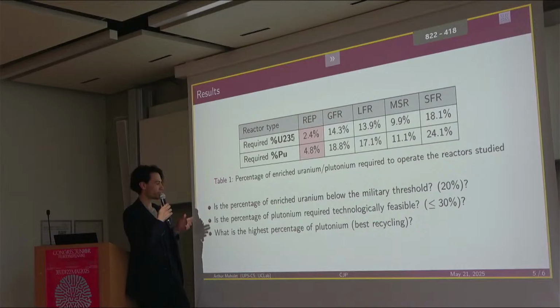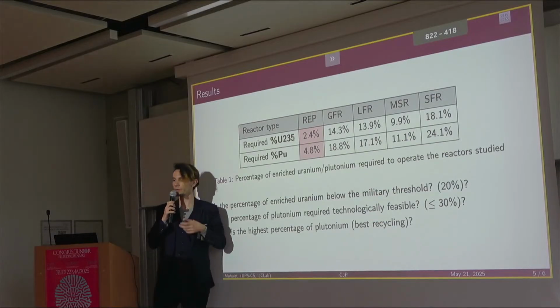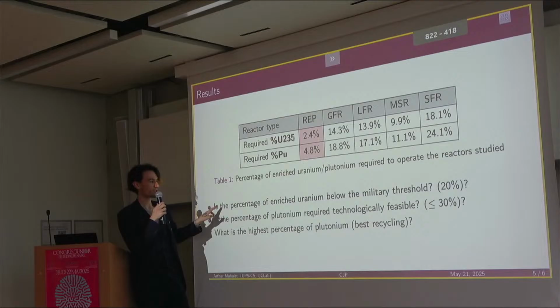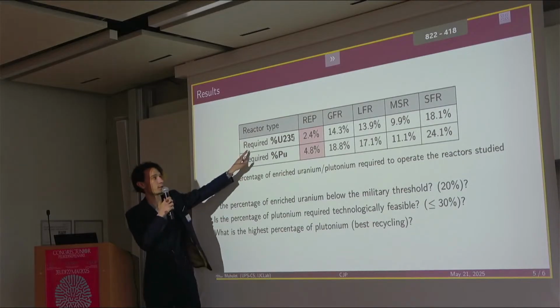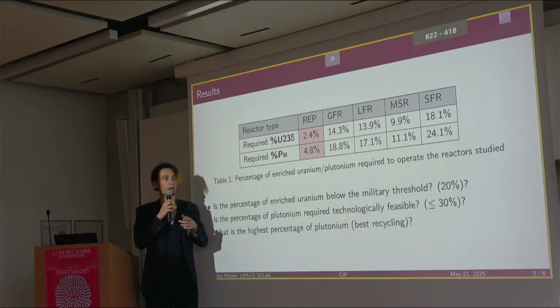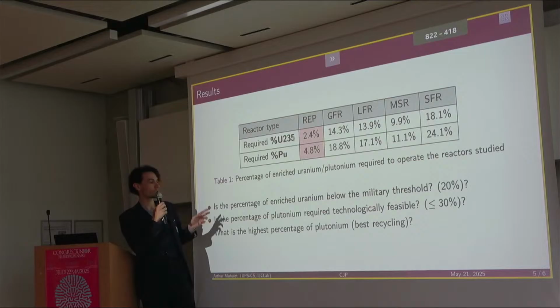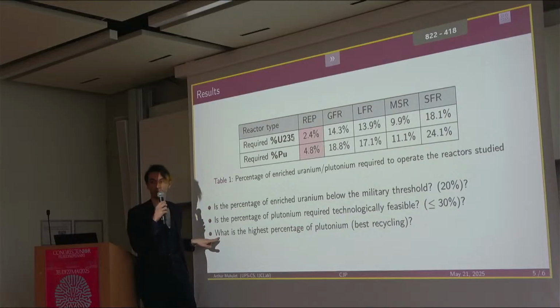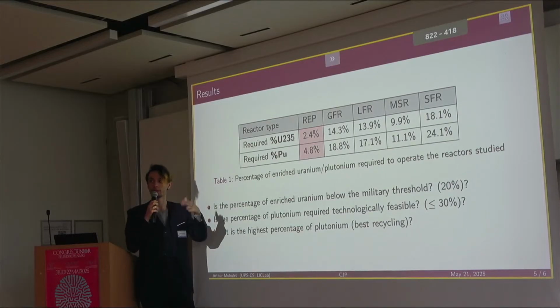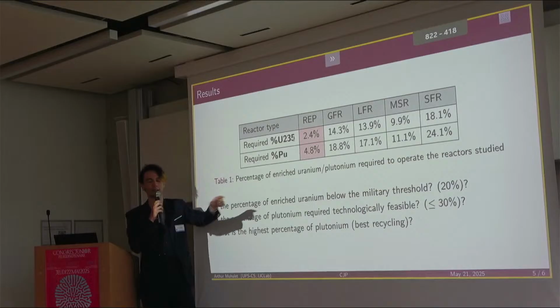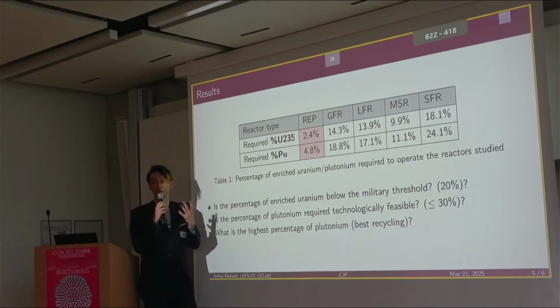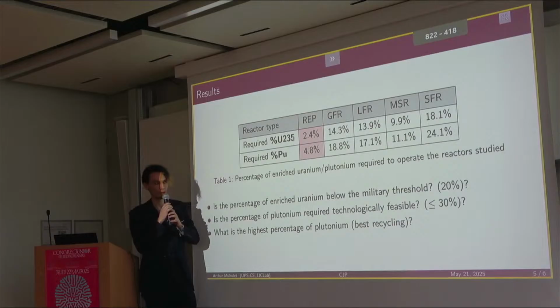We can answer, for example, three really important questions from the point of view of the industry. First, is it below 20%? Is the required uranium below 20%? Why? Because if it's any higher, it's considered as military applications, and you do not want your reactor to be considered as a bomb. Then you have the percentage of plutonium. It's good that we have required plutonium, and it's good if it's high, because we can recycle more, but if it's higher than 30%, we cannot do it. Technologically, we cannot do it.